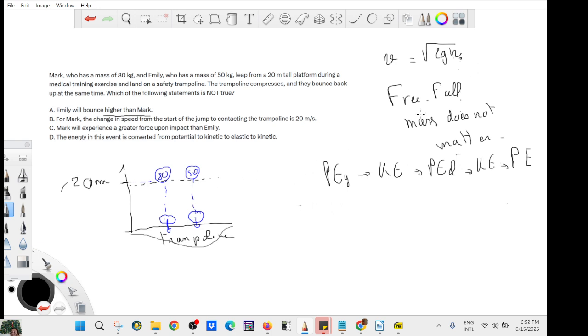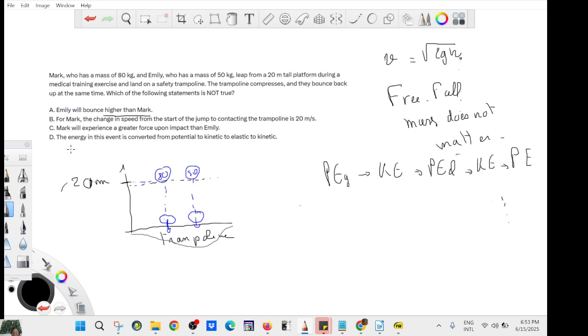The other thing is that they are both in free fall. In free fall, the mass does not matter, right? When something is falling, we always have this relationship here. So the mass does not matter. We're going to see that. So which one is not true?